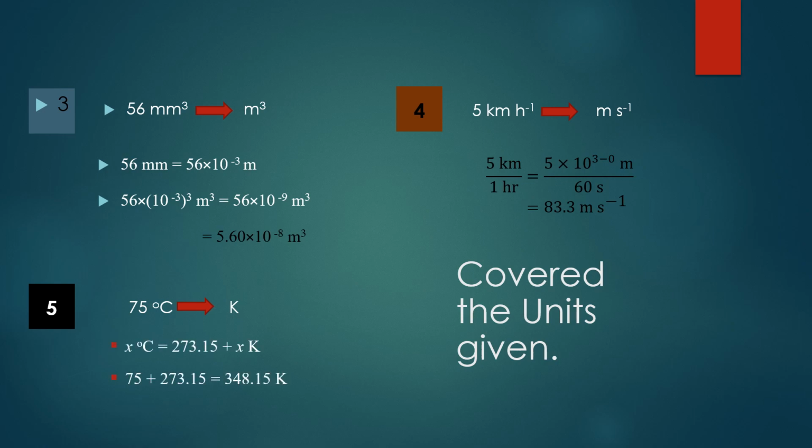Okay, we can look at number 5. This is where we change Celsius to Kelvin, the SI unit. So from here we say the X here is 75. And then the Kelvin change is 273.15, and we add the X. The X is 75, so we have to add them together. What we have is 348.15 Kelvin.